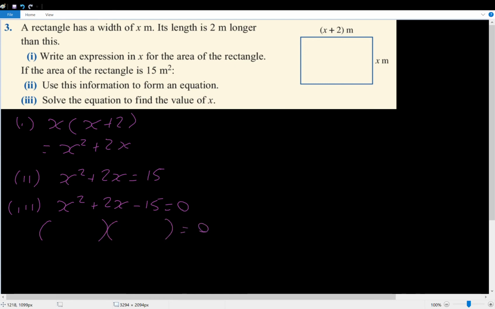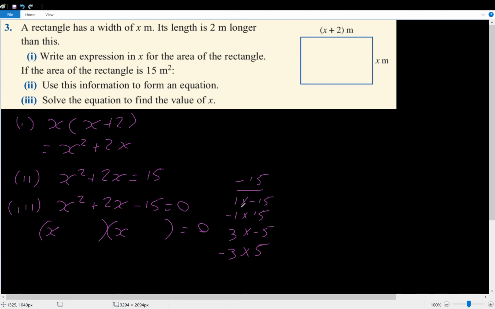The first term in each bracket is going to be a factor of the first term in our equation, which is x squared, and the factors of x squared are x and x. Our second terms in each bracket are going to be factors of minus 15 that sum up to 2. Let's write out the factors of minus 15 first: 1 times minus 15, minus 1 times 15, 3 times minus 5, and minus 3 times 5. We need whichever pair we choose to add up to give us plus 2.